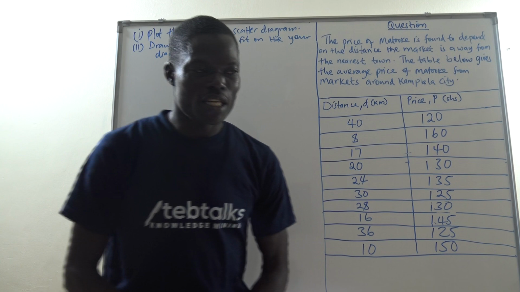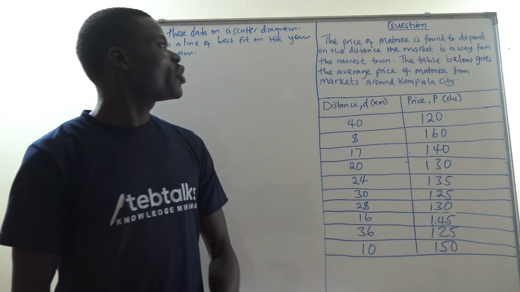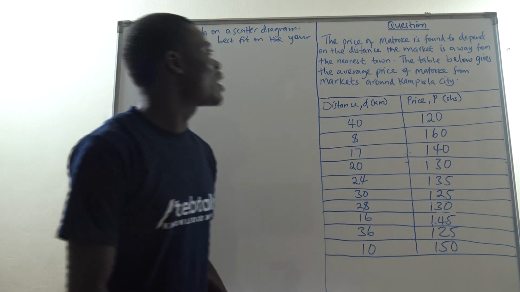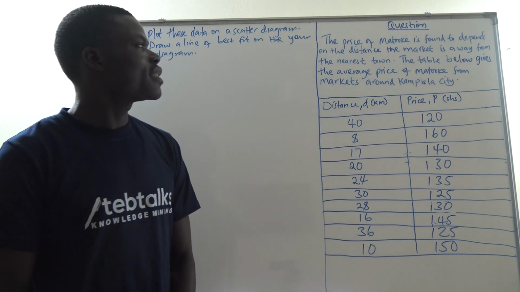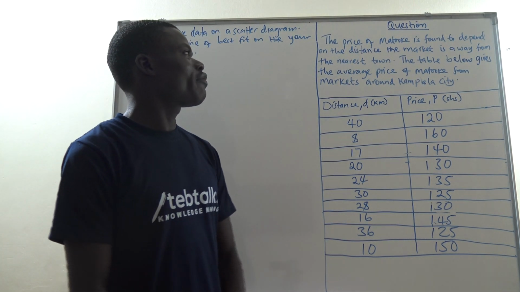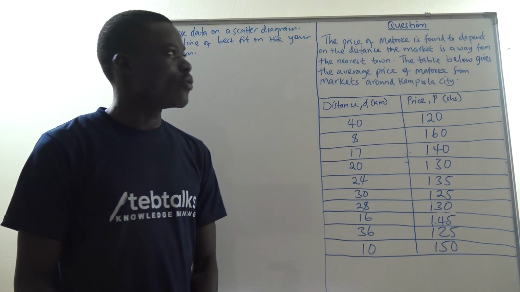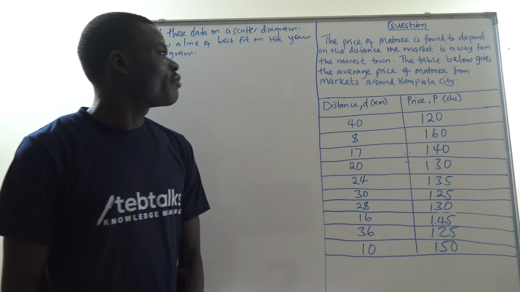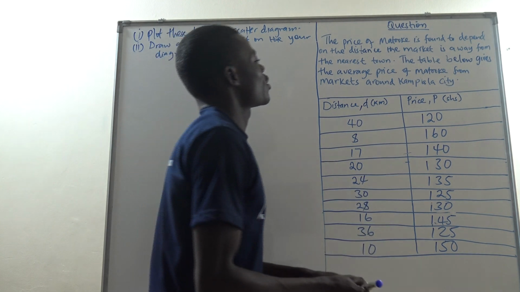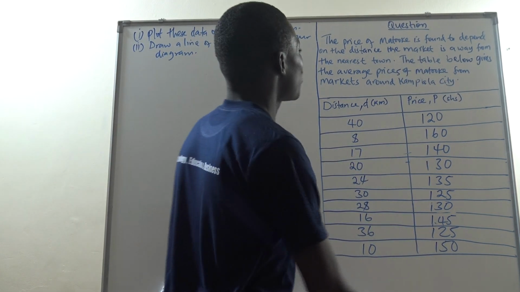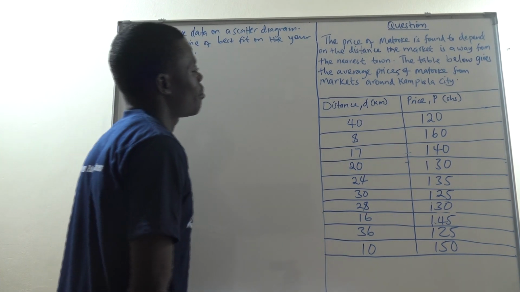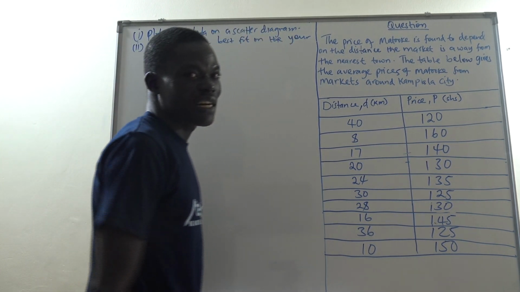Best fit. In today's question or example, we are told that the price of matoke is found to depend on the distance the market is away from the nearest town. The table below gives the average prices of matoke from markets around Kampala.